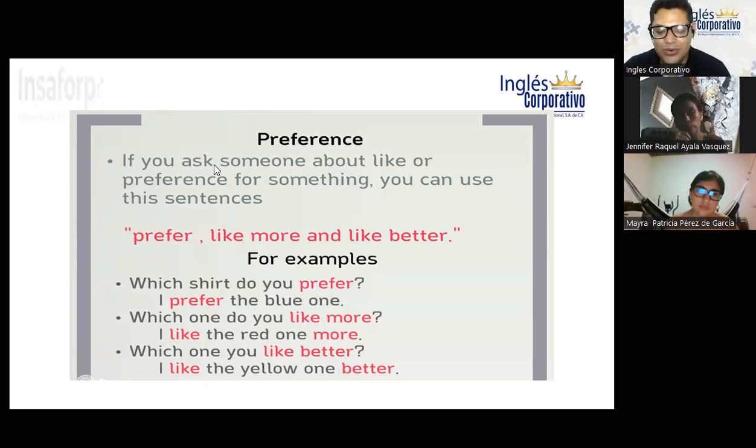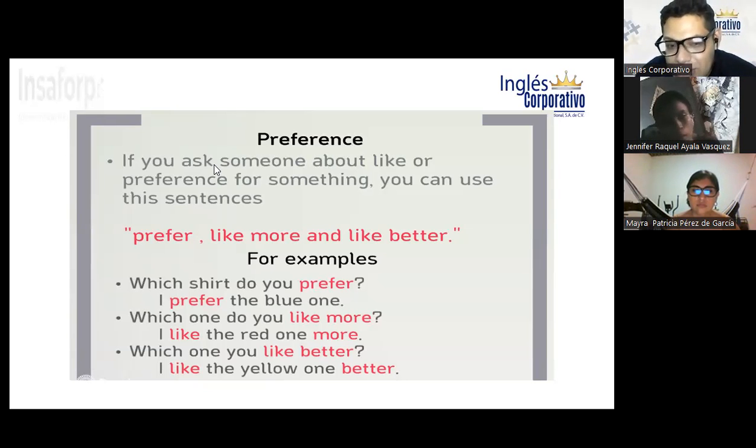Thank you so much. So, that is one of the examples. If you ask someone about like or preference, as you mentioned before, you can use some examples. I prefer the blue one. I prefer the black one. I prefer the red one. I prefer that one. That is bigger than this one. That is more expensive than this one. That is cheaper than. So, entonces vamos buscando siempre una preferencia o un like.